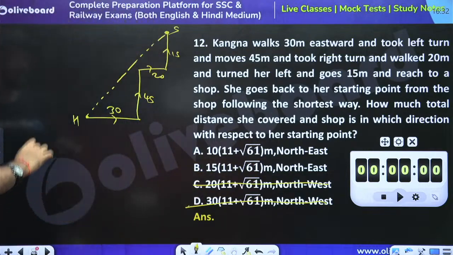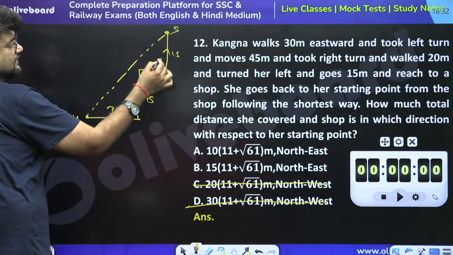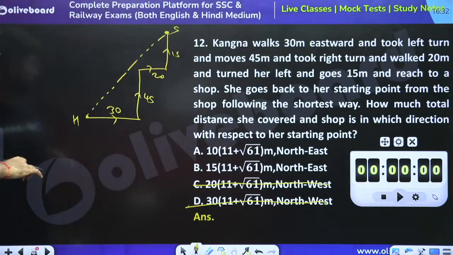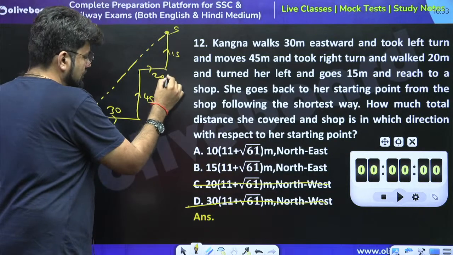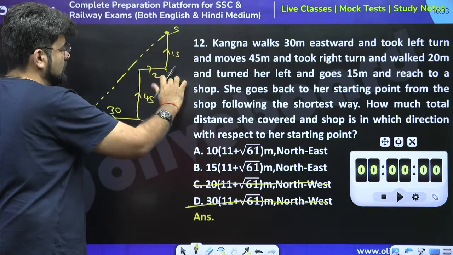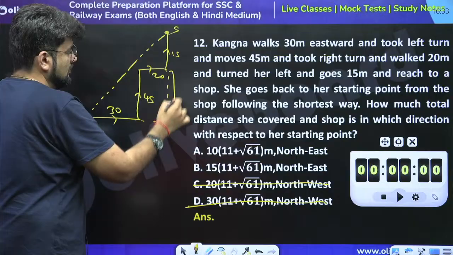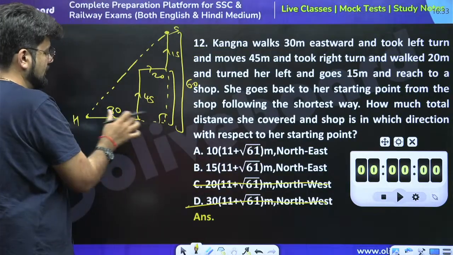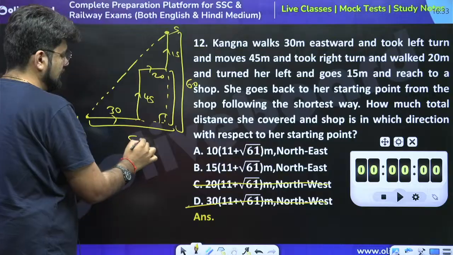Okay. Now a lot of students make another mistake. They will take these two right angle triangles, find the hypotenuse and add. No. Okay, never do that. Complete this right angle triangle. So this is 15, this is 45. So this whole thing will become 60. And this is 20, this is 30. So this whole thing will become 50.